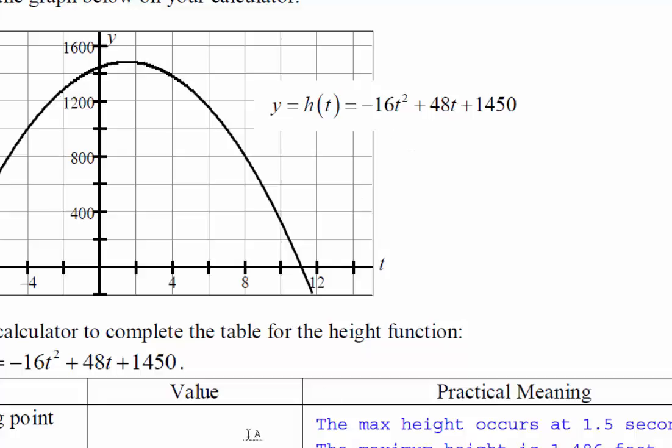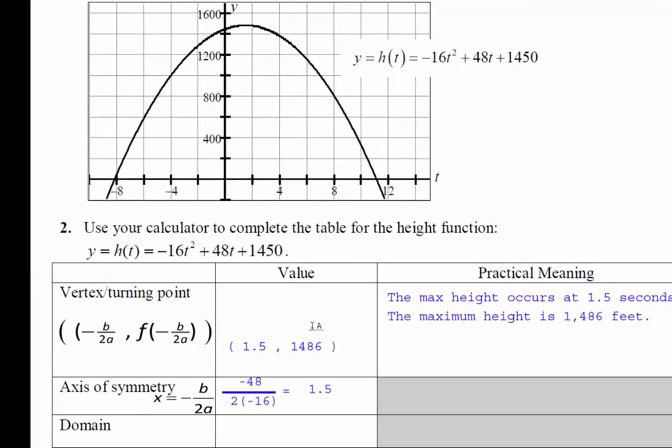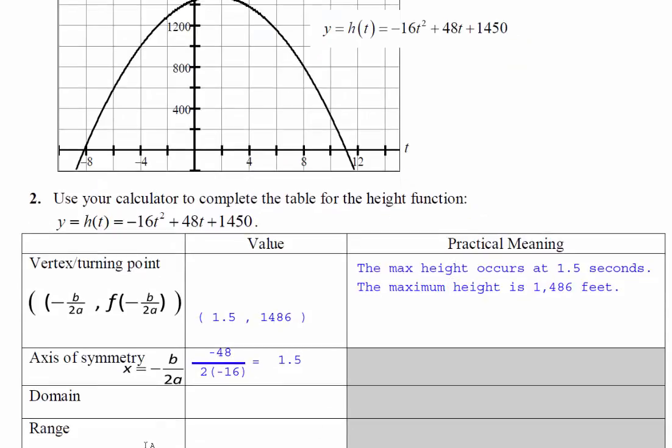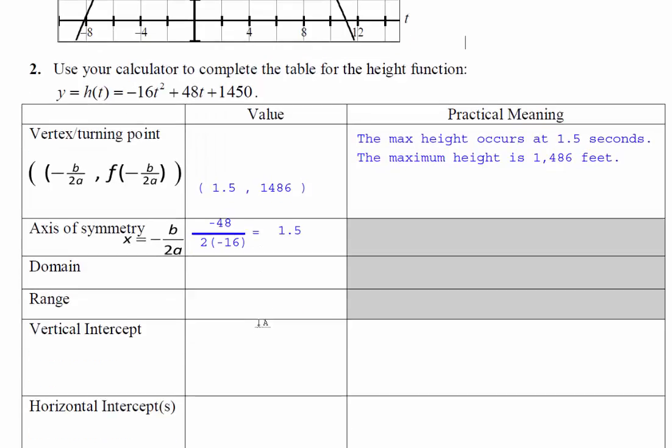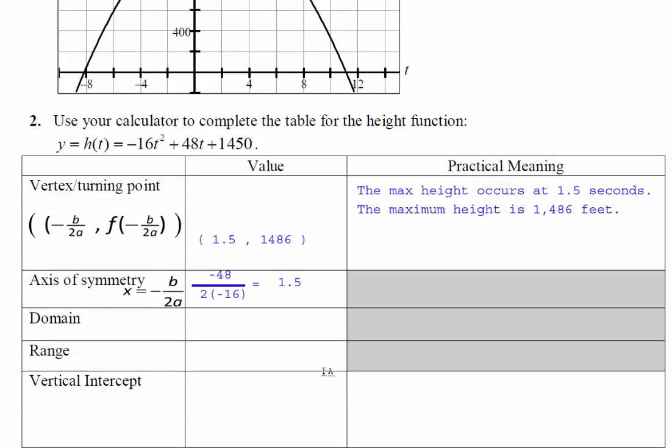This was the parabola that represents the position of the ball at any time. And in the last video, we found the axis of symmetry and the vertex, and we wrote down the practical meaning of the vertex. Right, it took 1.5 seconds for the ball to reach the maximum height. Now we're asked for the domain and range. Notice at the bottom of your page, you're asked the domain again. There's the domain and then the practical domain. So for now, we're just going to focus on the domain.